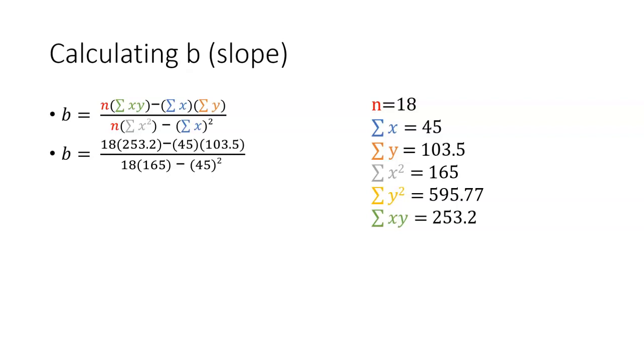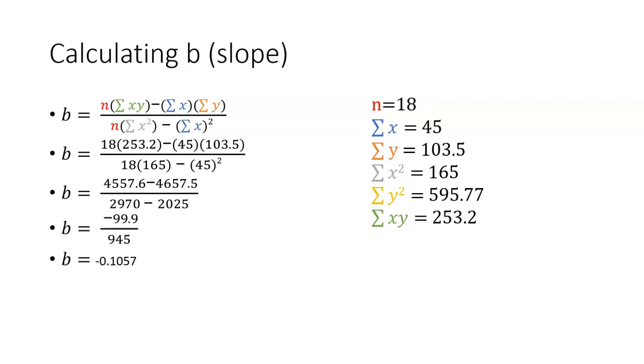Remember PEMDAS. We do the parentheses first, then the exponents, multiplication and division, before we do the addition and subtraction. We take these values, we substitute. We do the first calculation there. The second calculation, we've got negative 99.9 divided by 945, which gives us a slope of negative 0.1057. What does that mean?